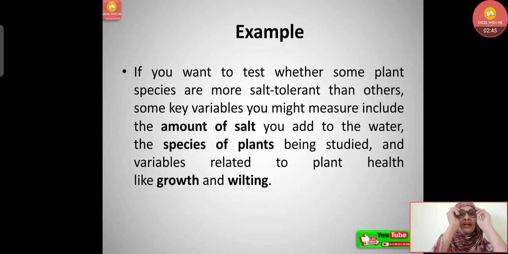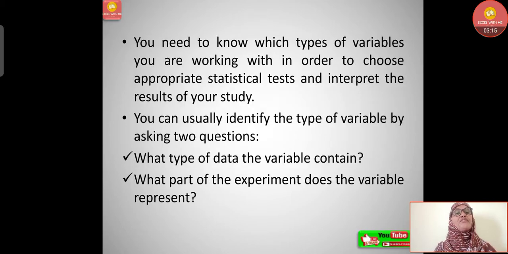If you want to test whether some plant species are more salt tolerant than others, some key variables you might measure include the amount of salt you add to the water. You will understand very clearly with this example. The species of plants being studied, which species you are studying, that is also a variable. And variables related to plant health like growth and wilting. So these are all examples of variables.